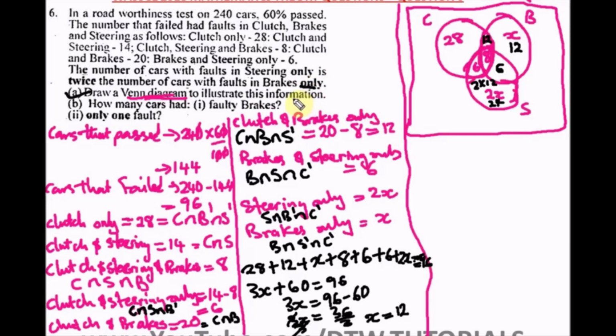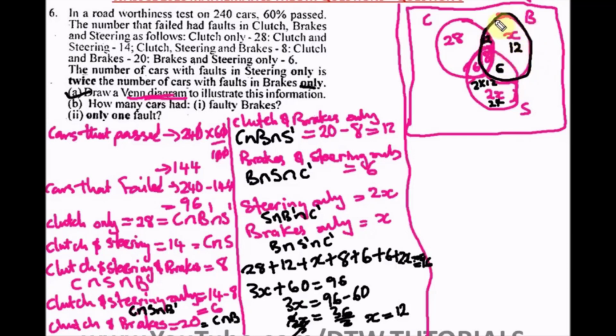So when it says only, it's specific to just that brake. But now it said how many had faulty brakes. So it will include the ones that also had both faulty clutch and brake, the ones that had faults in clutch, brakes and steering, which is 8. It will also include the ones that had faults in brakes and steering. So the number of cars that had faulty brakes would be this whole brakes circle here.